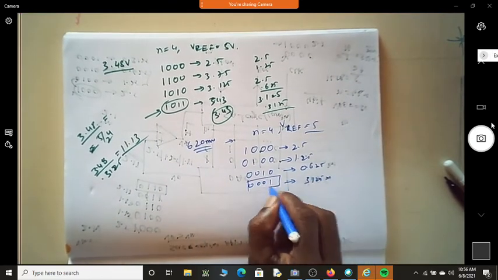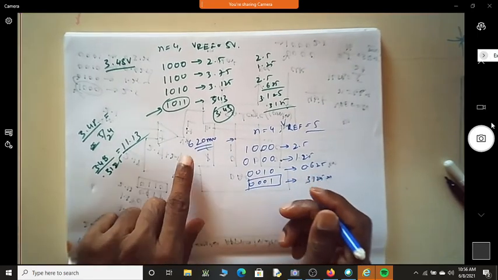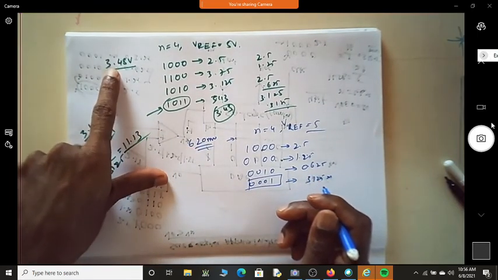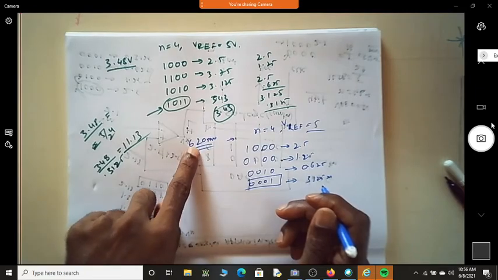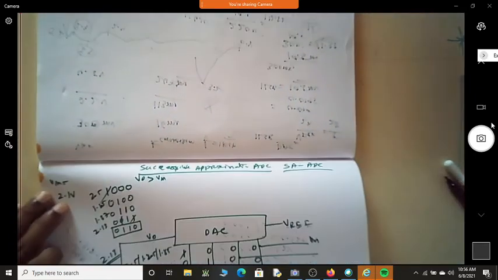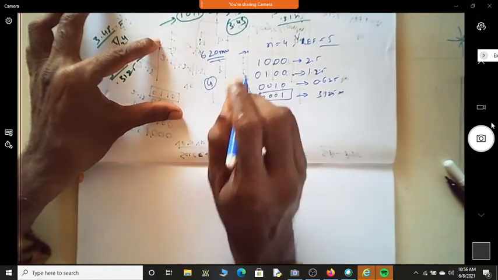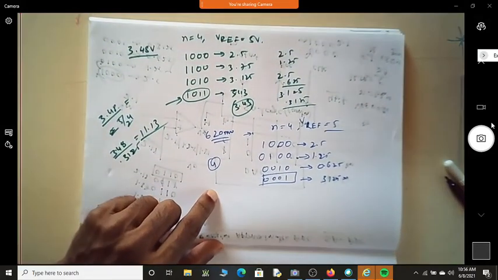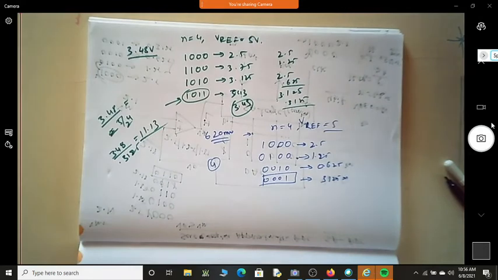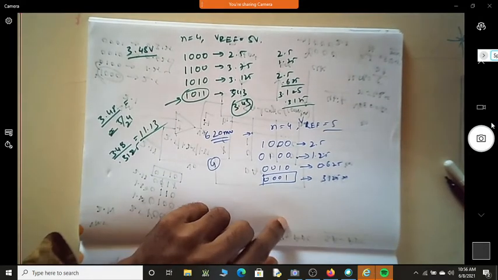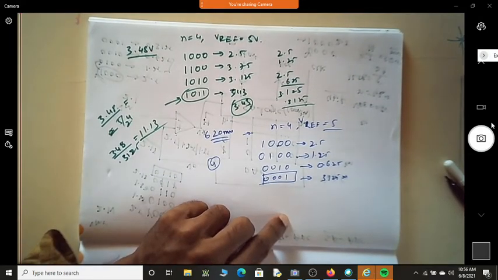So this is your final output voltage. See now, irrespective of the amplitude of the input voltage, 3.8 volts, 620 millivolts, 2.1 volts, is it taking 4 clock cycles only? Yes, sir. This is the beauty of successive approximation type of ADC.